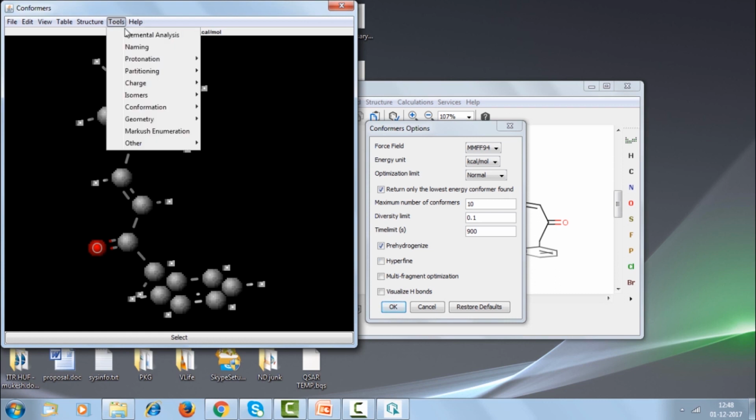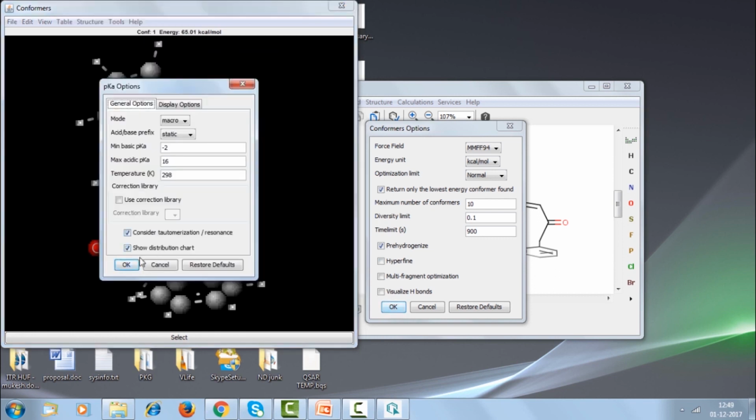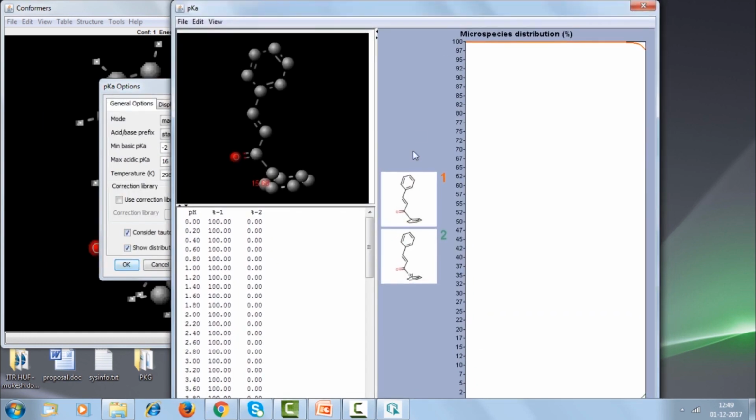Again we can look at pKa. This gives you the pKa of the molecule. It gives you pH range from 0 to 13, 14, so it gives you the pKa of this, but it also gives you the microspecies distribution, the species distribution at different pH ranges.